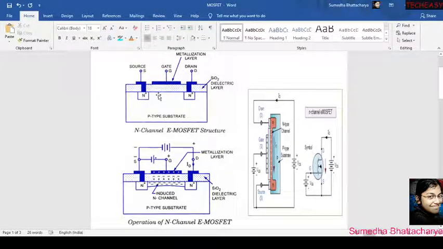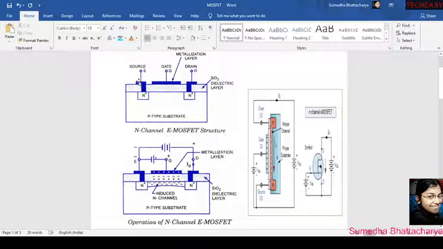So here you can see the silicon dioxide dielectric layer. You can see here, right? There is a silicon dioxide dielectric layer. I will discuss later the working function of SiO2 in this type of eMOSFET. Now only see the structure.